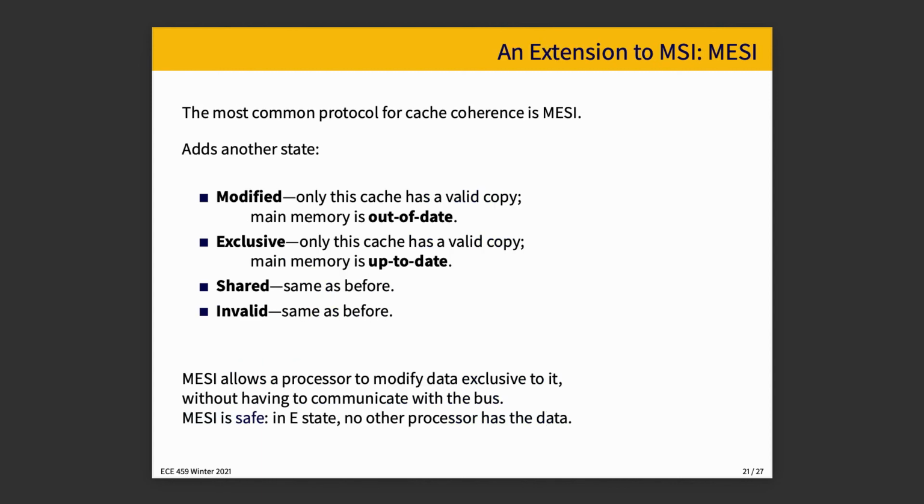And one of the most common protocols for cache coherence is a slight enhancement of the MSI protocol, MESI, and it adds another state. So shared and invalid don't change, but modified has been altered a bit, and we've added exclusive. So modified says only this cache has a valid copy and main memory is out of date. Exclusive says this cache has a valid copy, but it's consistent with that of main memory. And MESI allows a processor to modify data that's exclusive to it without having to communicate with the bus. And so this eliminates some unnecessary bus communication.